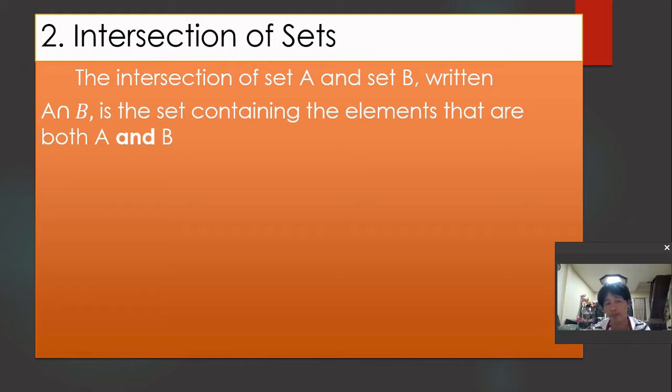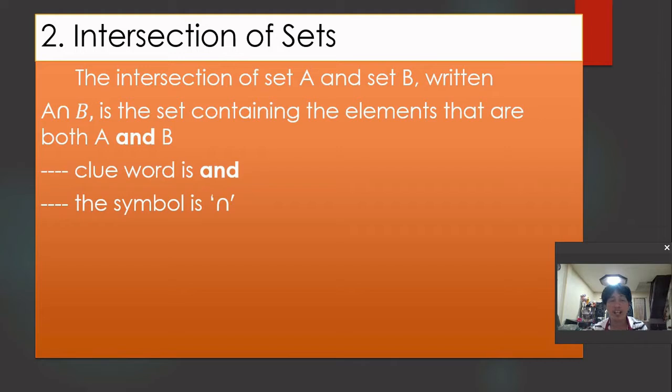So there is another word. The word is, what is the word? And. So when we talk about union, what is the word which denotes union? That's the word or. In intersection, what is the word which denotes intersection? That is, and. That's the signal for intersection, and. Now, what is the symbol of intersection of sets? That is the symbol of the intersection of sets.